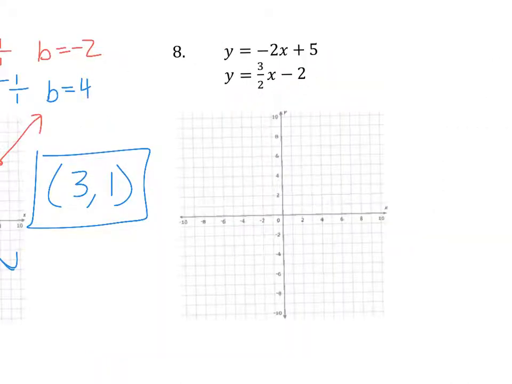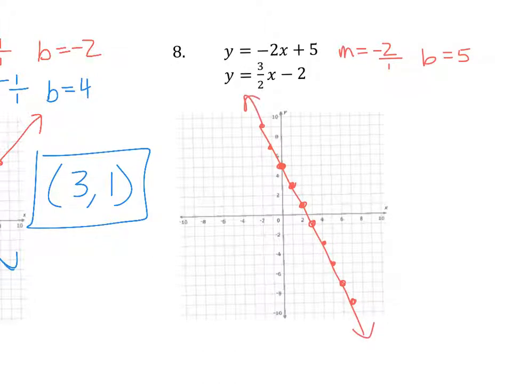Okay, and finally number 8. My M is -2, and I can do the other over 1 if I need to. The B is 5, so y-intercept is 5. And then my slope is down 2 over 1. Down 2 over 1. And there's that. There's my first line.